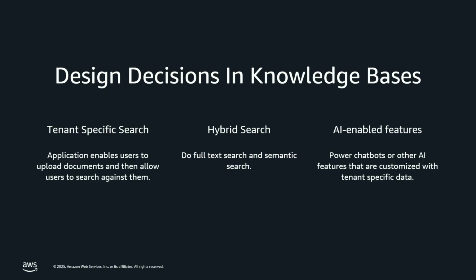You also have hybrid search, so it's not just semantic search, but also keyword search. And then enabling that with AI. How do you hook that up to a chatbot or run AI-type queries against that within the scope of that tenant?